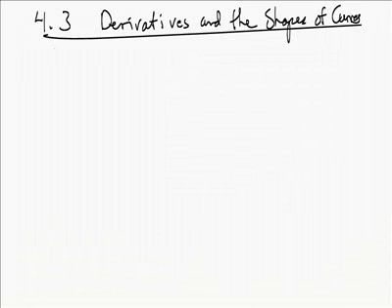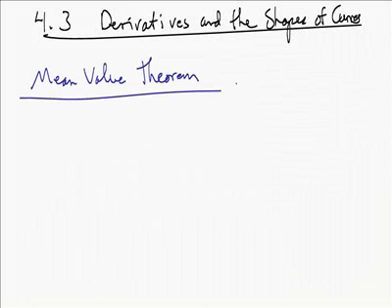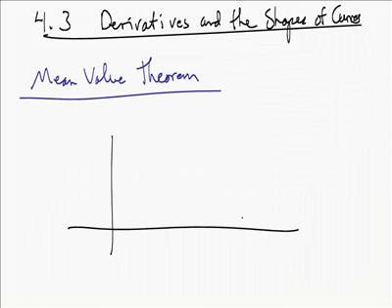So, the first thing we want to talk about in 4.3 is a very important theorem, and it's called the mean value theorem. And it's a very intuitive theorem. In other words, it seems like it should be true just by looking at a picture of a typical graph, which is what they're trying to get you to do on the top of page 279. So let's take a look at what we mean by the mean value theorem.